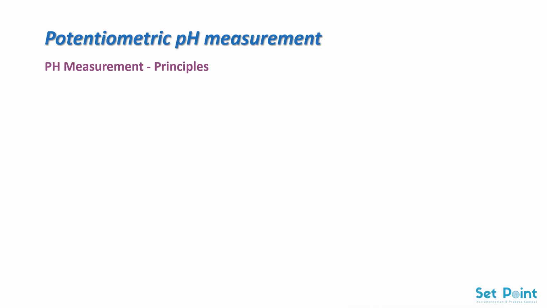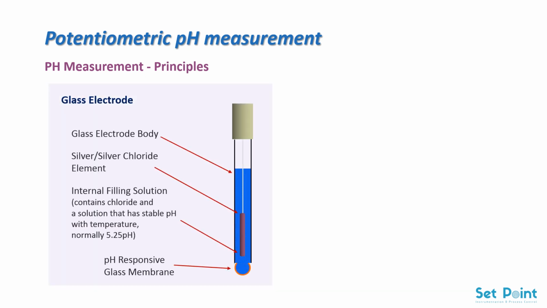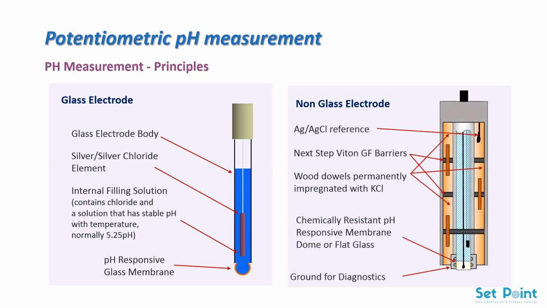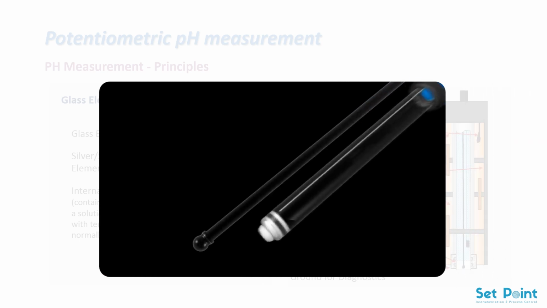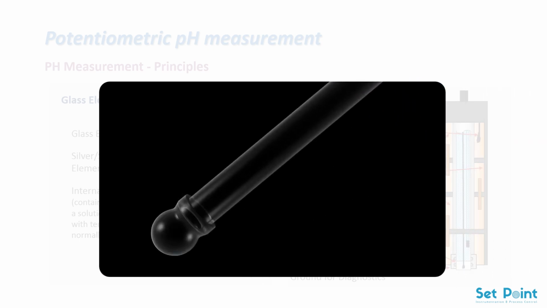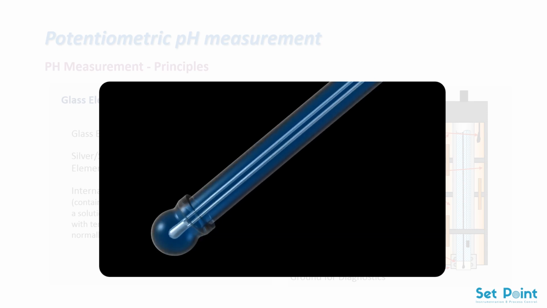Potentiometric pH measurement is the measurement of a potential difference using so-called glass electrodes or non-glass electrodes. In the case of glass electrodes, the pH-sensitive element is a glass bulb that is fused to the end of a glass tube. The electrode is filled with a neutral potassium chloride solution buffered at pH 7 and contains a silver-silver chloride wire that forms the electrical connection.